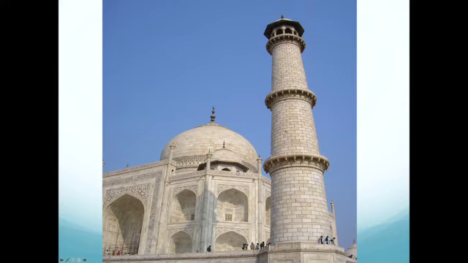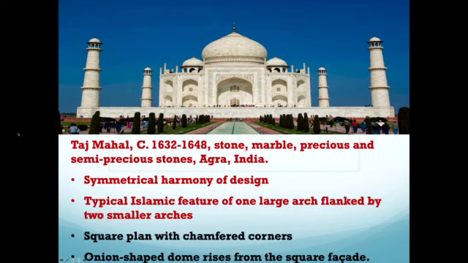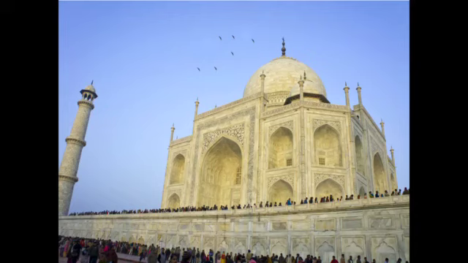Here you see the stones and the marble a little bit closer. So symmetrical in the harmony of design, the typical Islamic features of one large arch flanked by two smaller arches. We saw that in the imagery of the Great Mosque of Isfahan with the iwans. These do look like iwans. And again, visitors from all over the world visit here.